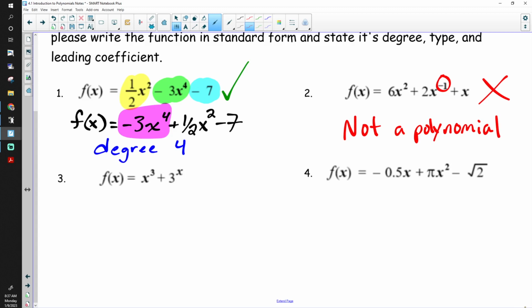If we look at number 3, check your exponents. What are our two exponents? 3 and x. Right? Isn't one of them x? Is that a whole number? So number 3 is not a polynomial.